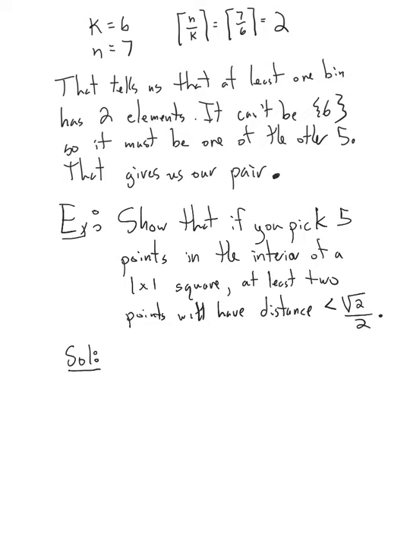And this one's a fun one. So let's draw our 1 by 1 square. There it is. Now, this distance, square root 2 over 2, that's an important distance. If we think about it, if you draw a right angle triangle with side length 1/2 for each of the legs, then you can check the hypotenuse is going to have length square root 2 over 2.